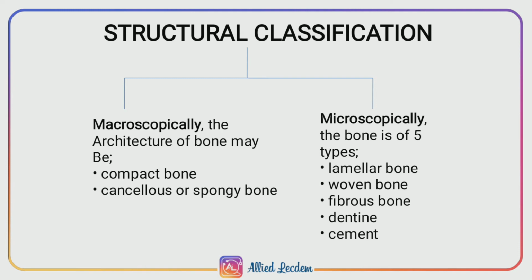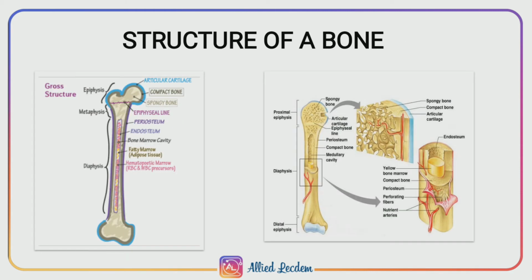Fracture repair occurs in cancellous bone. The collagen fibers and bone crystals are arranged randomly. Fibrous bone is found in young fetal bones, and is most common in reptiles and amphibians. Dentine and cement occur in the teeth. Next is the structure of a long bone.